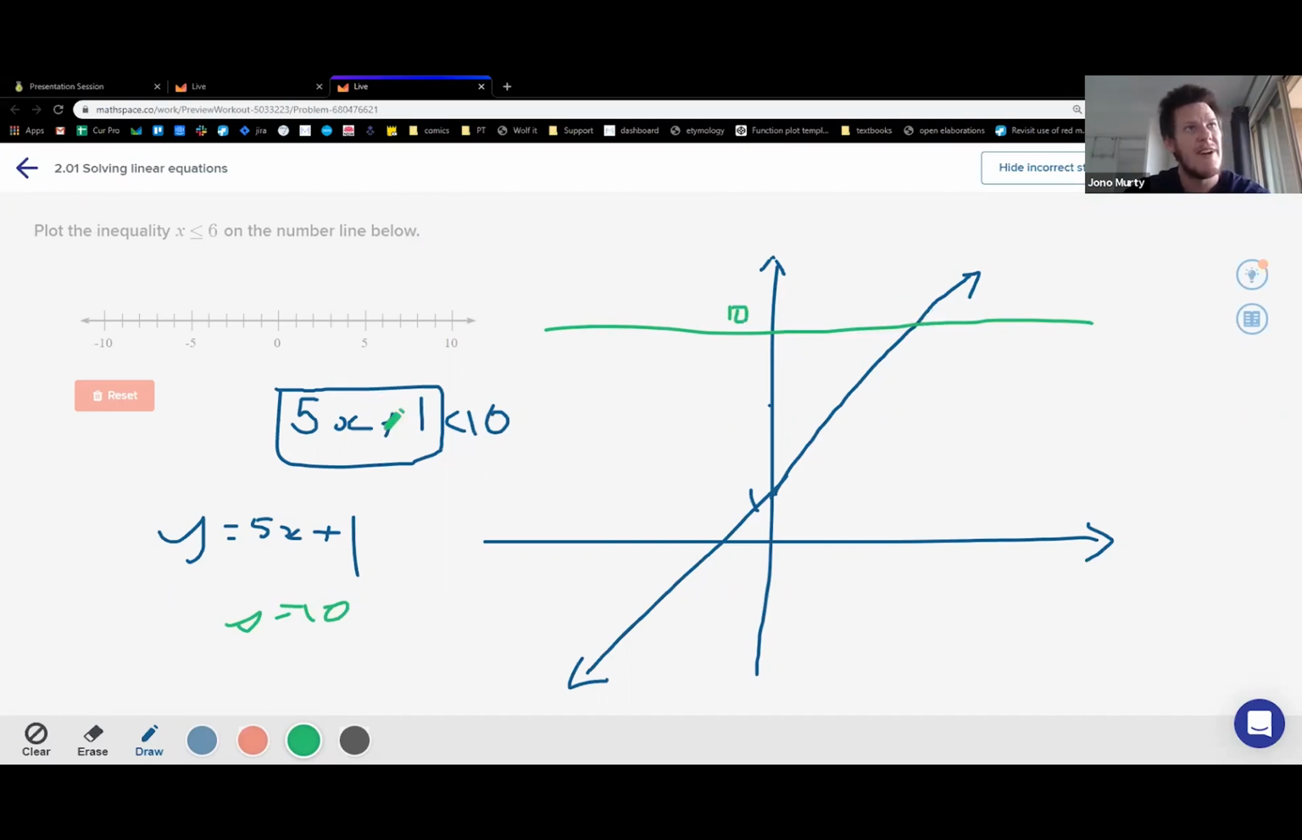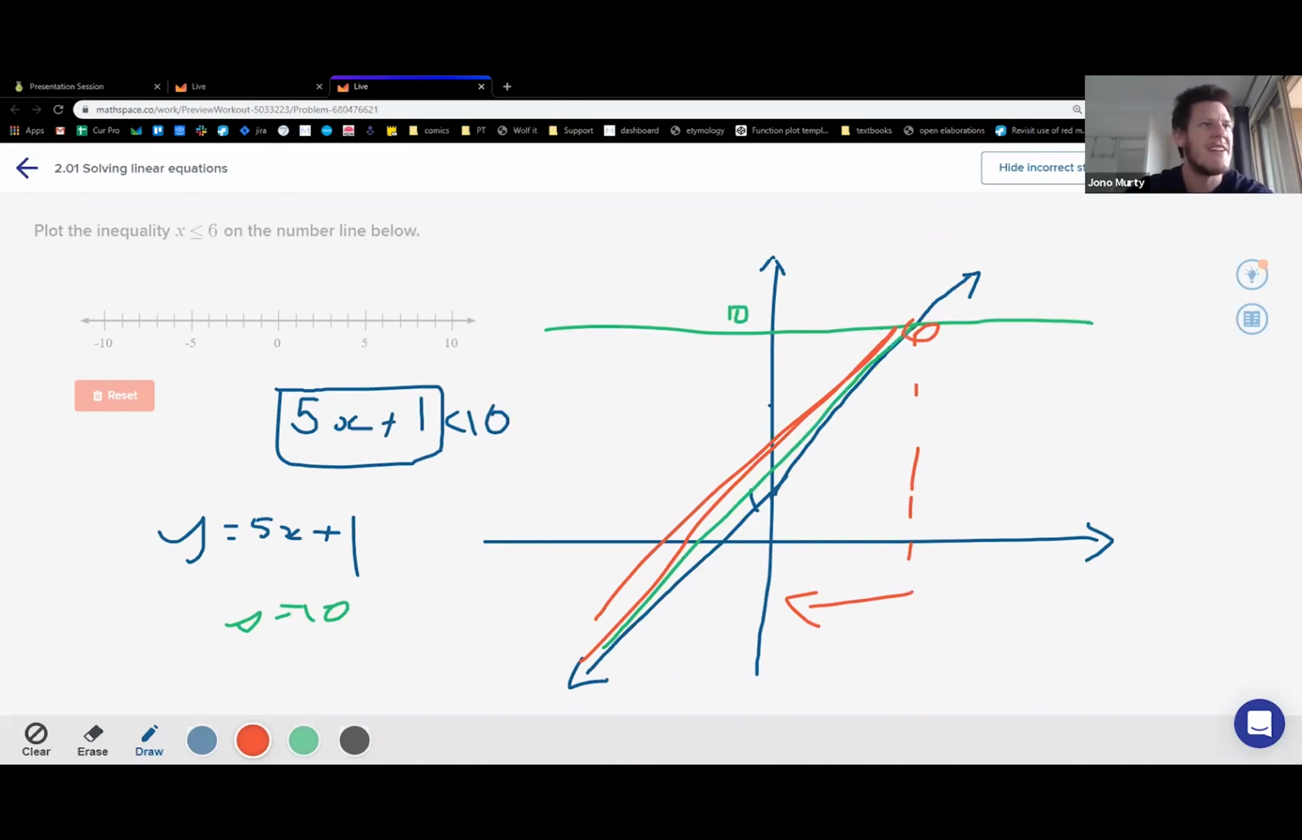And then 5x plus 1, which is this line, is less than 10. So that would just be any of these values here. This is the line 5x plus 1. This is the line y equals 10. So any value to the left of this point here where they meet is a solution to our equation.